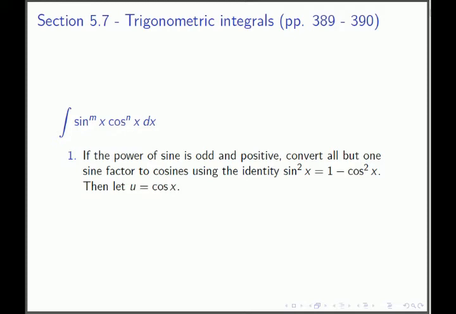one of the sine factors to cosines using this Pythagorean identity. Sine squared equals 1 minus cosine squared. This is just a trigonometric identity which hopefully you've learned at some point in your math career. Once we make this transition to cosines, we then let u equal cosine and go from there.